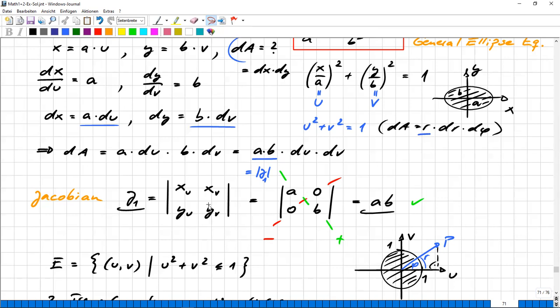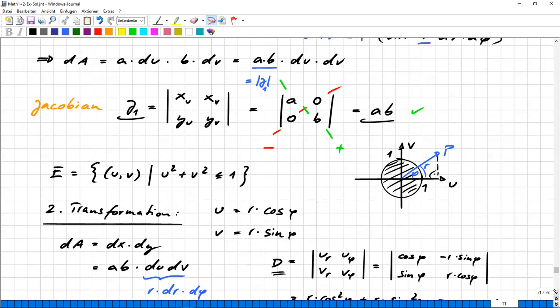Now, in these new coordinates, our ellipse gets transformed to be the set of all pairs of u and v which now, of course, fulfill u squared plus v squared lower or equal than 1. That's clear. We see it here. And still, this is not what we need to perform our double integral. We might do everything in one step, but I decided to separate it, okay?